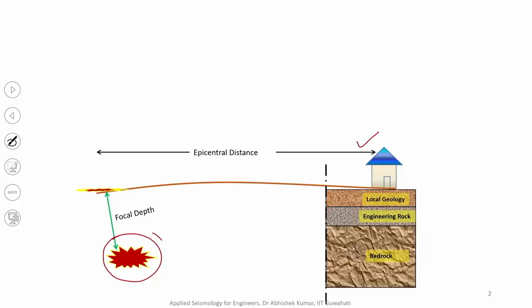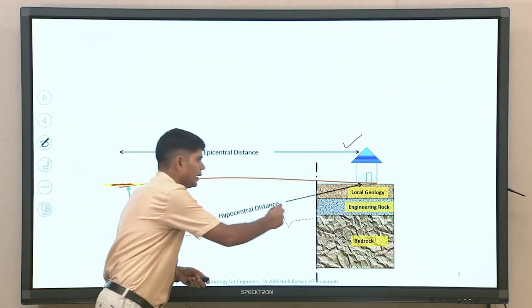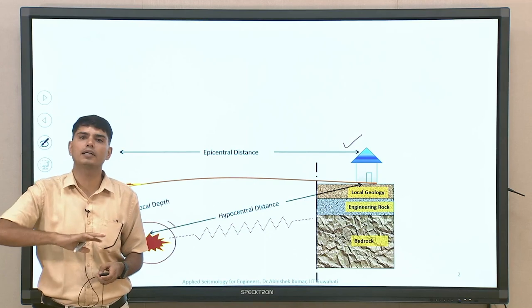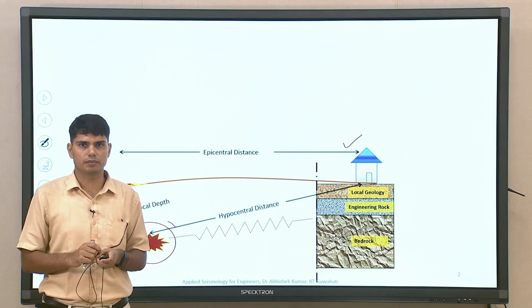What will happen over here? At some epicenter distance from your site of interest, an earthquake has happened. As a result, vibration has been transferred from your source, considering the propagation path, to the engineering rock at the site of interest. Collectively, when we are talking about any attenuation relation or any ground motion prediction equation, the source characteristics, the propagation path characteristics, and site characteristics at bedrock level are generally by default taken into account while developing a ground motion prediction equation.